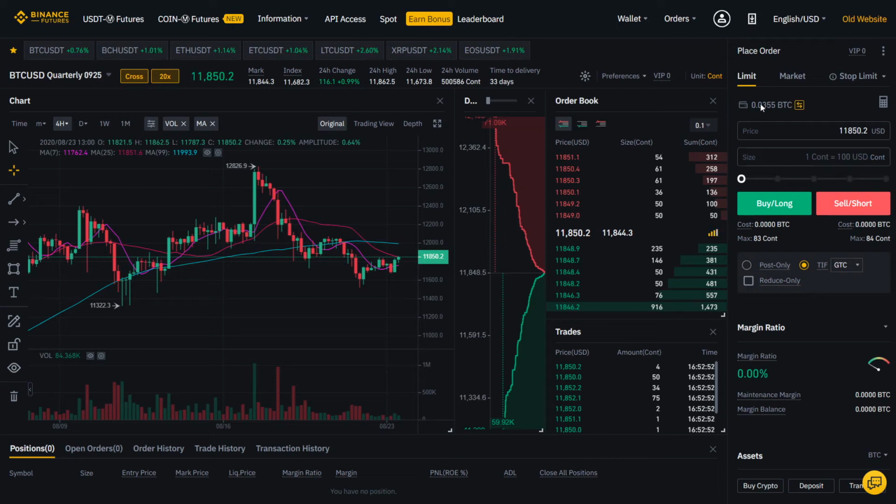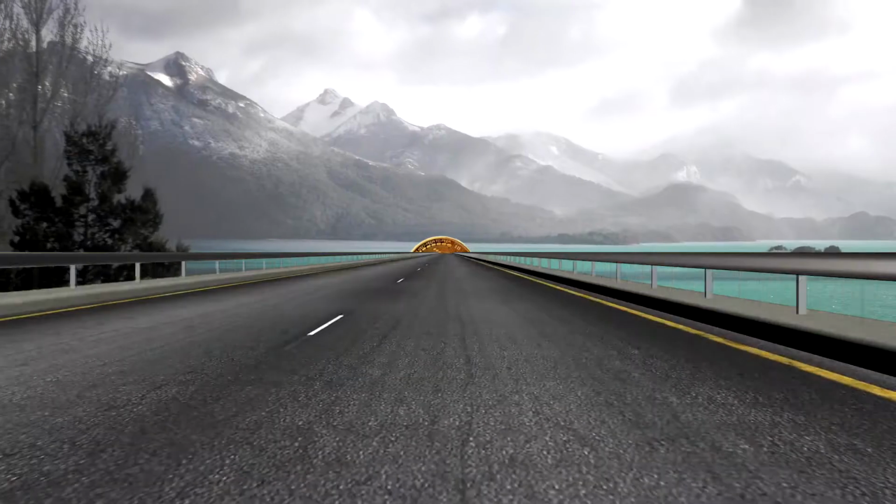How to trade on Binance futures step by step. Everything you always wanted to know about the coin margin contract but were too afraid to ask.